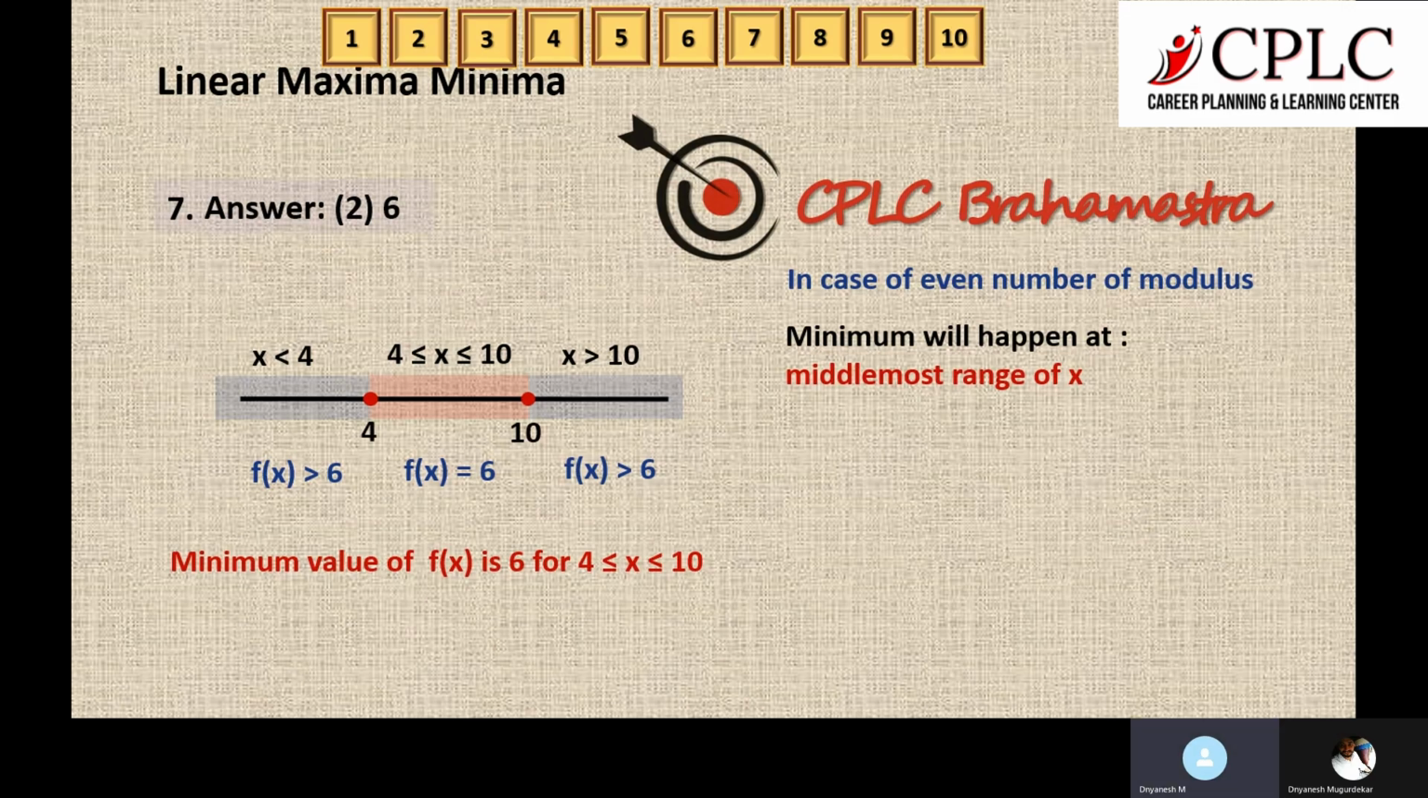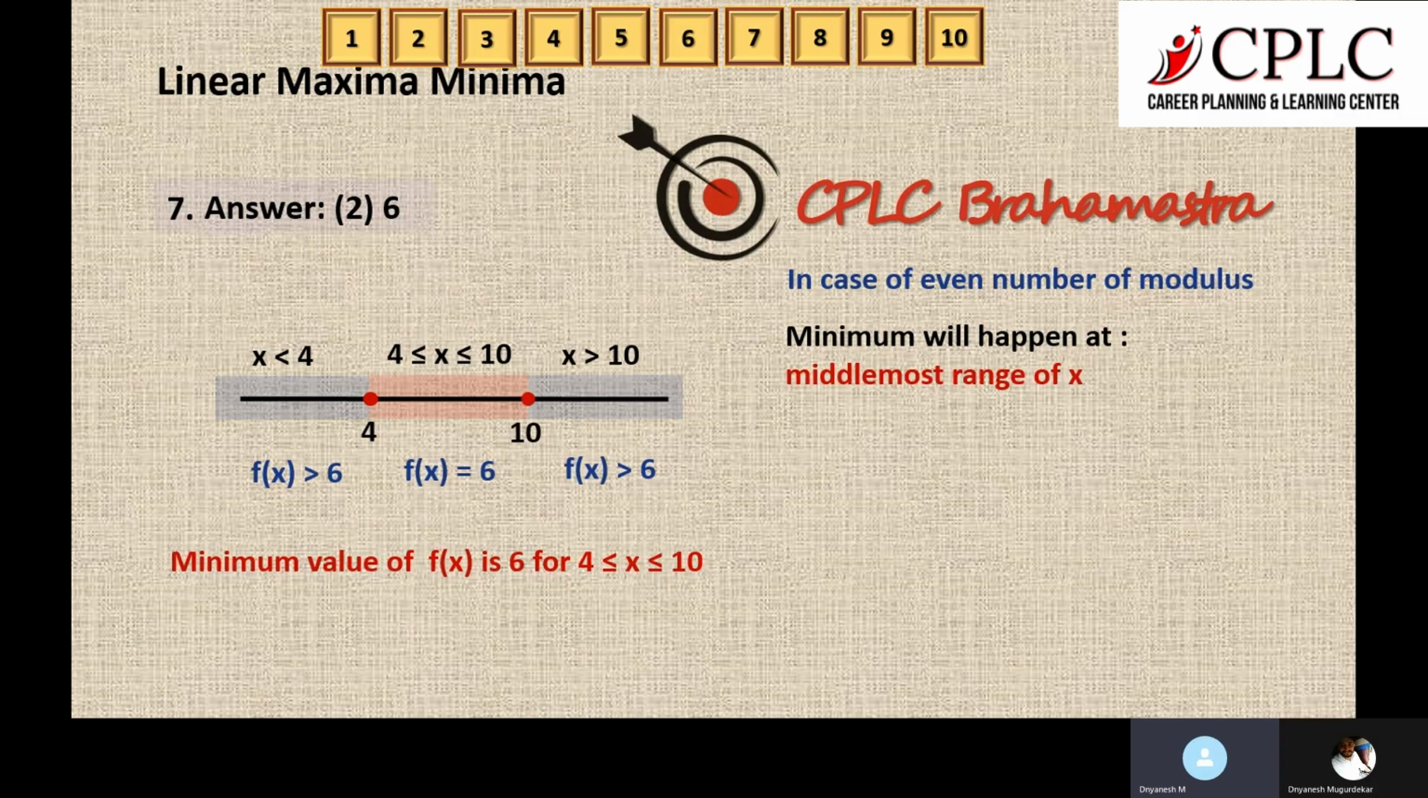Mod of x minus 4 plus mod of x minus 10. Substitute any value between 4 and 10, including 4 and 10, and you will have the same answer every single time. And you can try experimenting with this. Substitute 4, substitute 5, 6, 7, 8, 9, 10. For all these values, the final value of the expression will always remain 6, and that will be the minimum value of the function. So the answer is option 2.